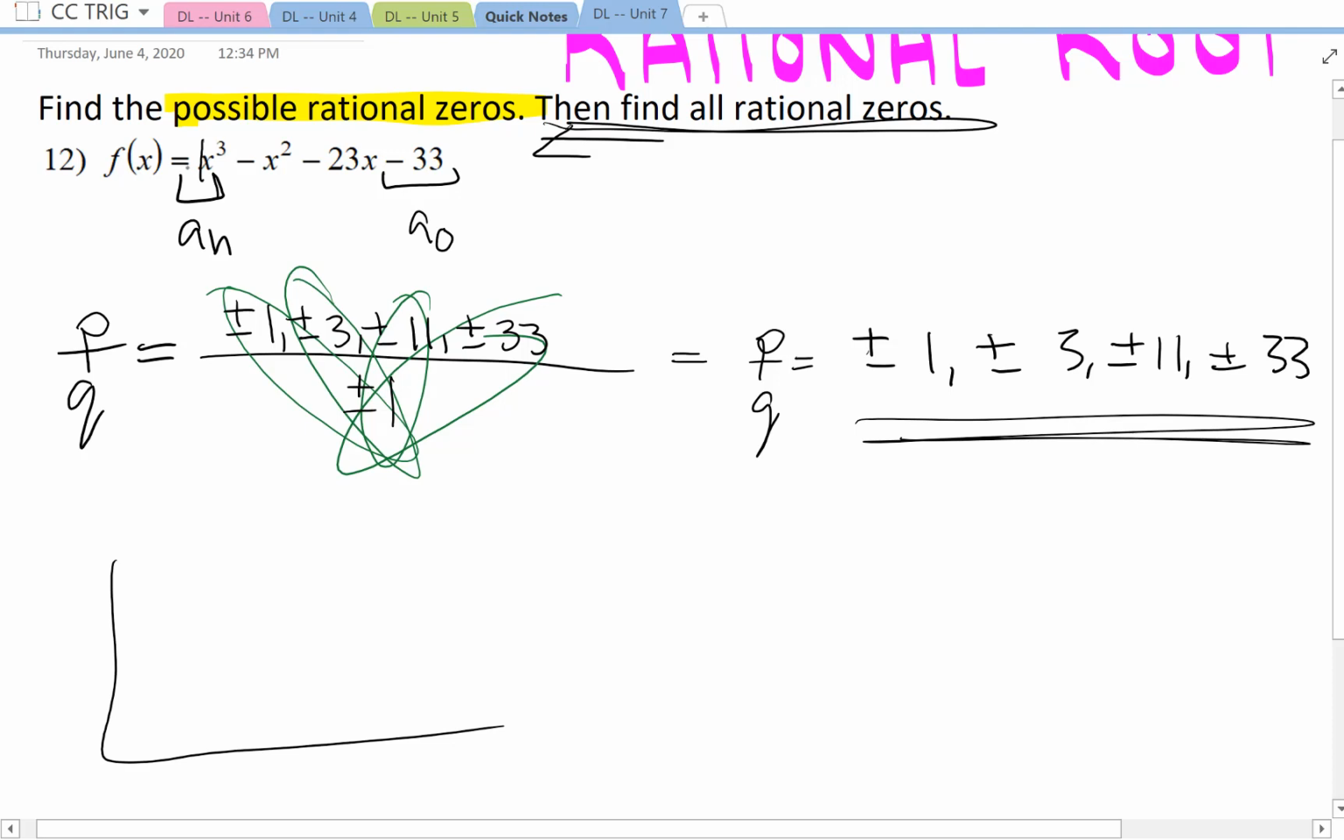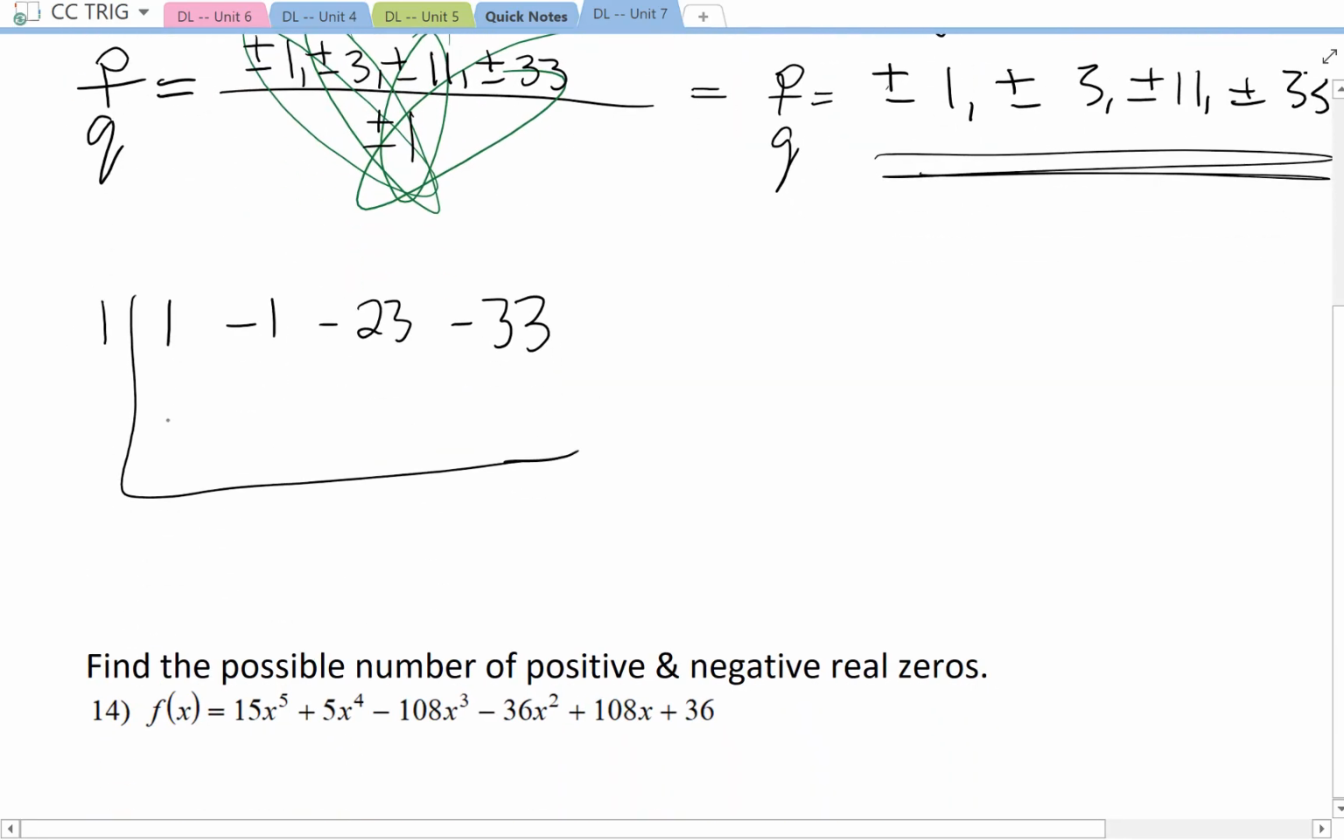The coefficients in my original polynomial become the numbers at the top for synthetic division. So 1, negative 23, and negative 33. And now I'm going to start off by testing positive 1. Synthetic division is like dominoes. The first one has to fall in order to start. 1 times 1 is 1. Add these vertically. Negative 1 plus 1 is 0, times 1 is 0, plus negative 23 is negative 23, times 1, negative 23. That's not going to give me 0.